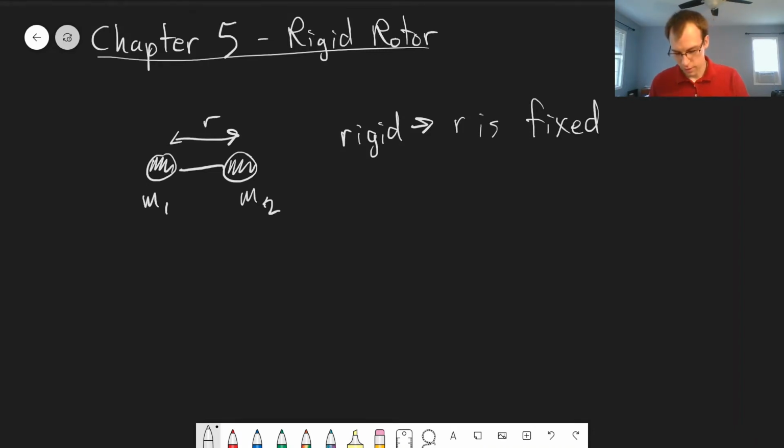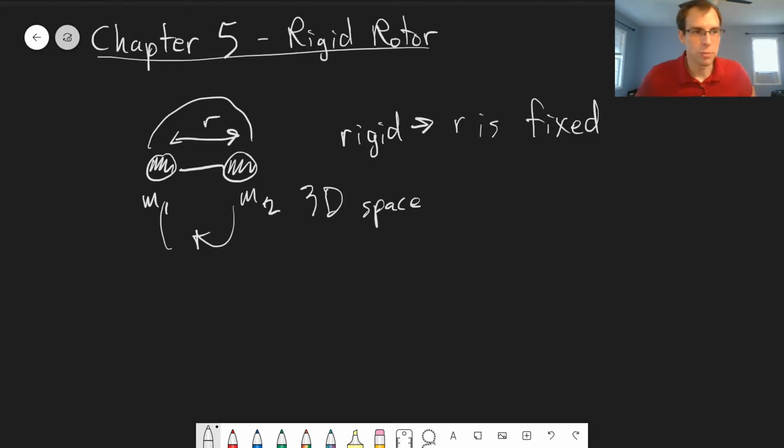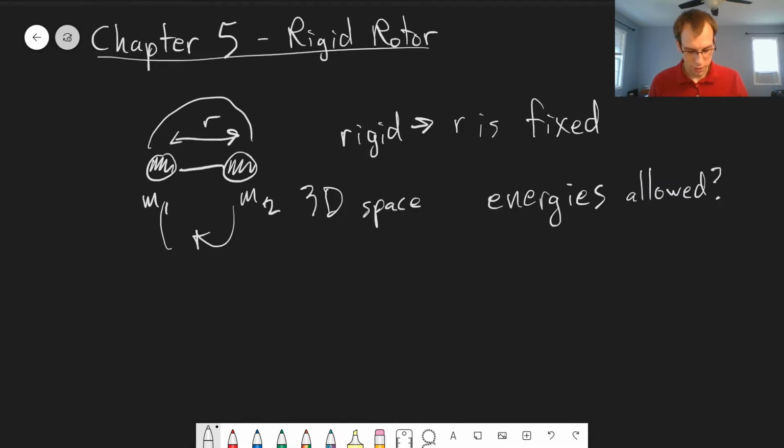And this system is free to rotate in three-dimensional space. We can do this problem looking at only 2 dimensions as well, but we'll look at the full 3-dimensional problem. That's the model we have: a diatomic molecule that's free to twirl around in space. What we're interested in are the possible energies that are allowed. Because what we'll see, similar to all the other systems we've seen, is that the energies are quantized. This molecule can only spin at specific speeds, which is really weird to think about, but that's how quantum mechanics works.